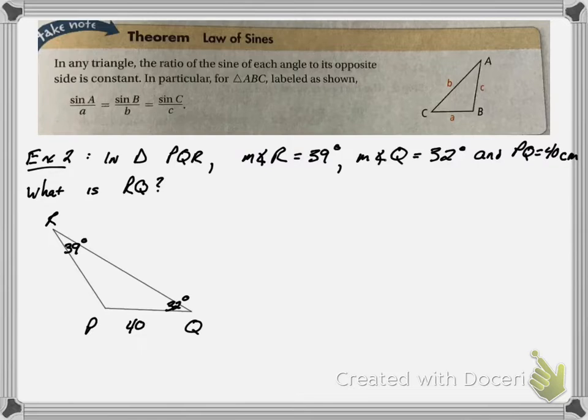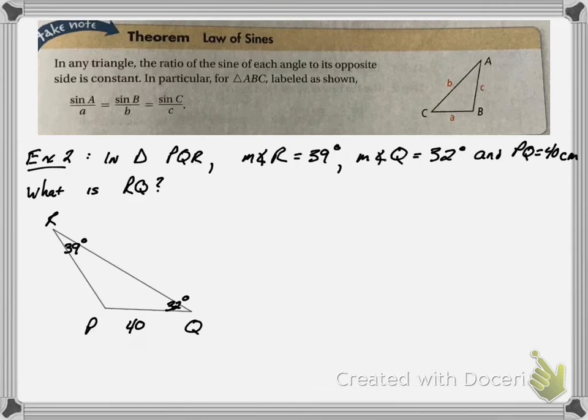This is where they talk about the law of sines. In a triangle, the ratio of the sine of each angle to its opposite side is constant, in particular for triangle ABC labeled as shown. What this helps you to do is to solve any kind of triangle that's not necessarily a right triangle. Obviously, you see these aren't right triangles. So we're going to do this by using the law of sines. You either need two angles or two sides to do law of sines. We'll talk about law of cosines later and what you need, but it changes a little bit.